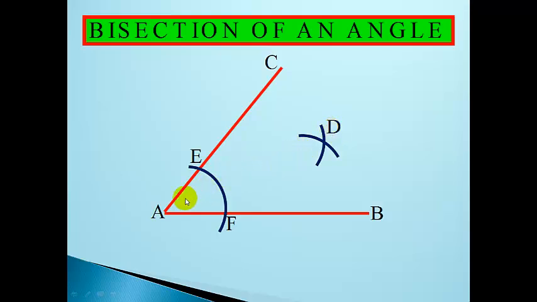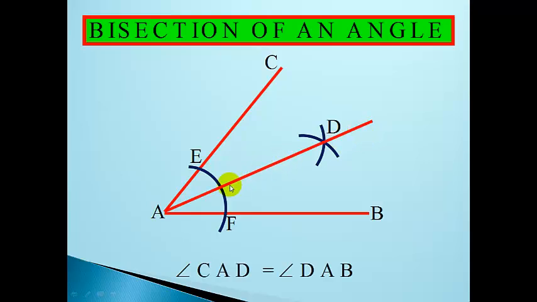Now we draw a straight line from A, passing through the intersection of the arcs. And we have our straight line. That is the straight line drawn from A, passing through the point of intersection of the arcs, that is D. Now we have two angles, angle CAD and angle DAB.